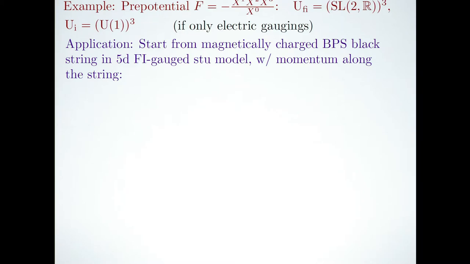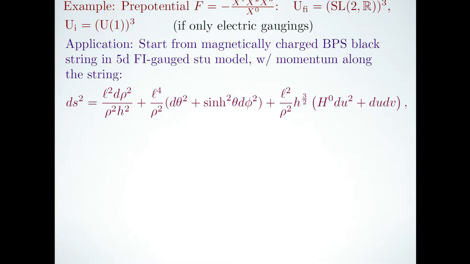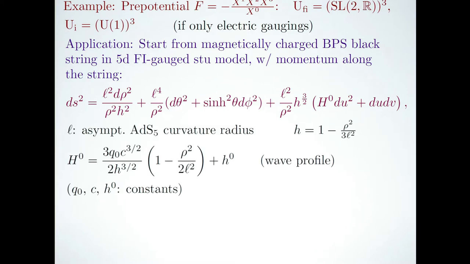So we start from a magnetically charged BPS black string in the five-dimensional FI-gauged STU model, a theory with three real scalars. And this string has also some momentum along the string. So this is the metric. Well, the horizon is hyperbolic. And here the constant L is just the asymptotic AdS5 curvature radius. The function h is given by this, where rho is the radial coordinate. The function h0 is just a wave profile. So you have a wave along the string, and the wave profile is this h0, which is this function here.